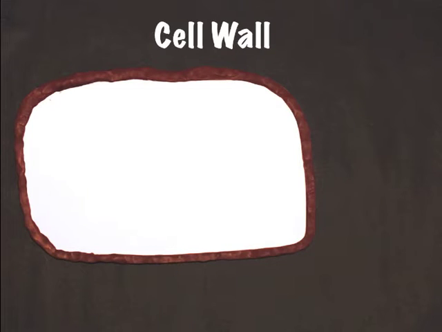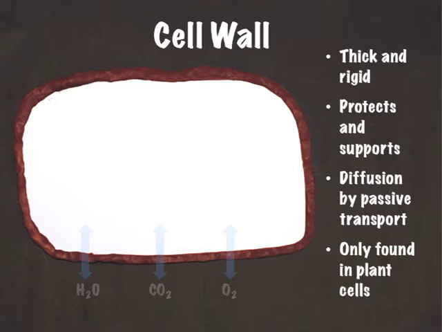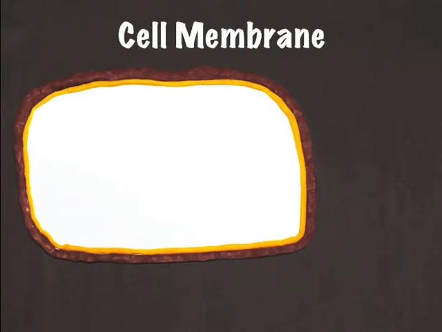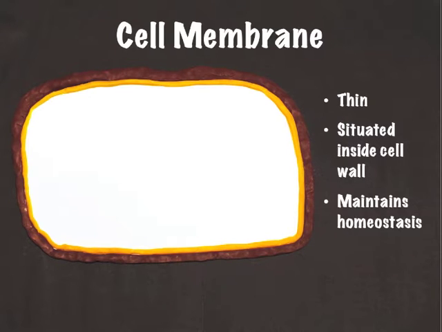The cell wall is a major player. It forms a thick, rigid outer layer. Its function is to protect and support and allow diffusion by passive transport. The cell membrane sits second in, made of protein and fat, and is relatively thin. It is responsible for maintaining homeostasis, moving substances in and out on a regular basis.